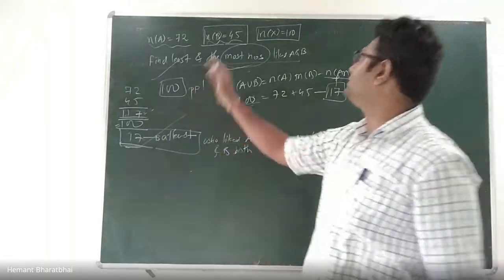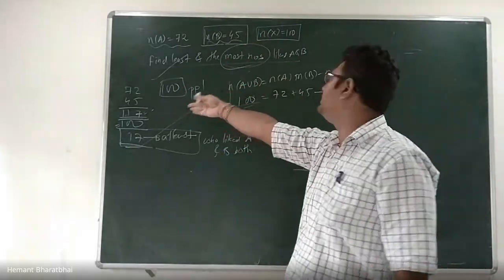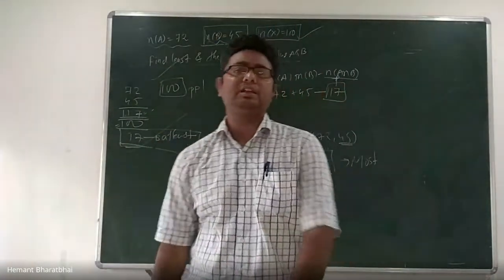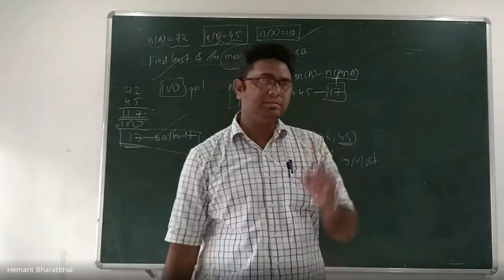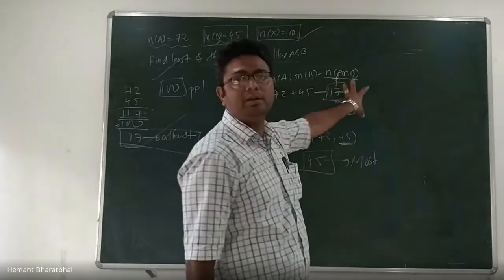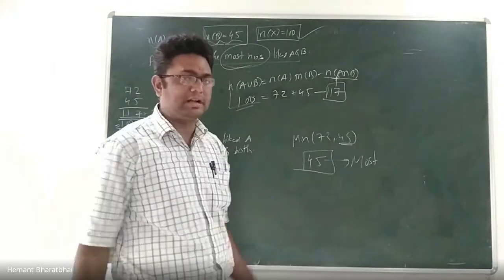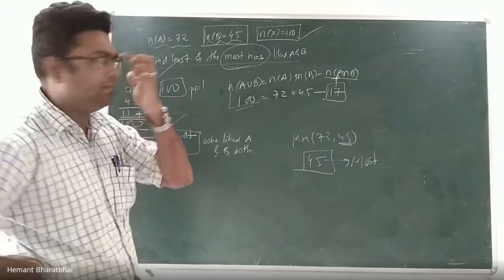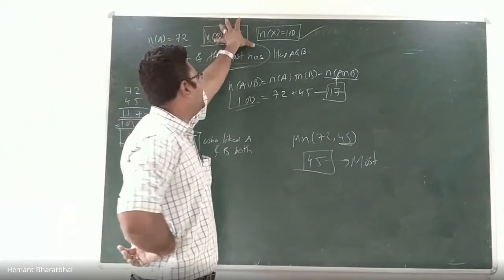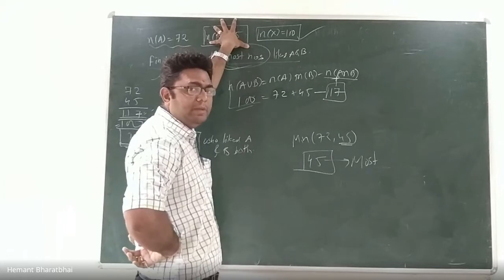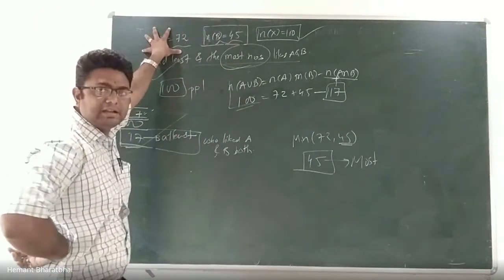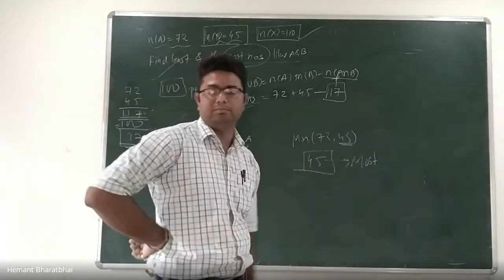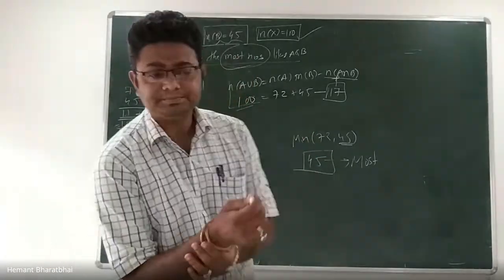Why? Because when I do 72 plus 45, I am getting 117, which is greater than the number of consumers which I have taken the survey of. So there has to be a minimum of 17 people who must have liked both the products, and that is why it has turned out to be 17. This is the minimum possibility. And the maximum possibility can be the entire 45 people who have liked B must have also liked A, then only this is the maximum possibility of both liking A and B.